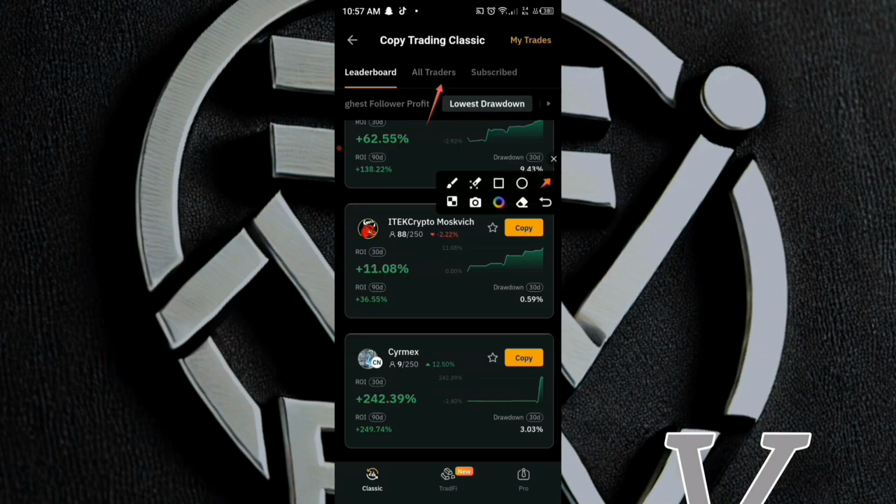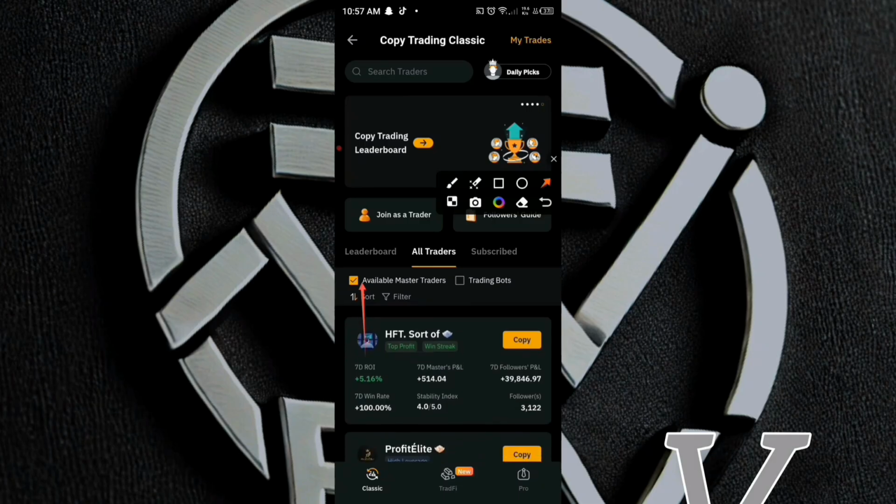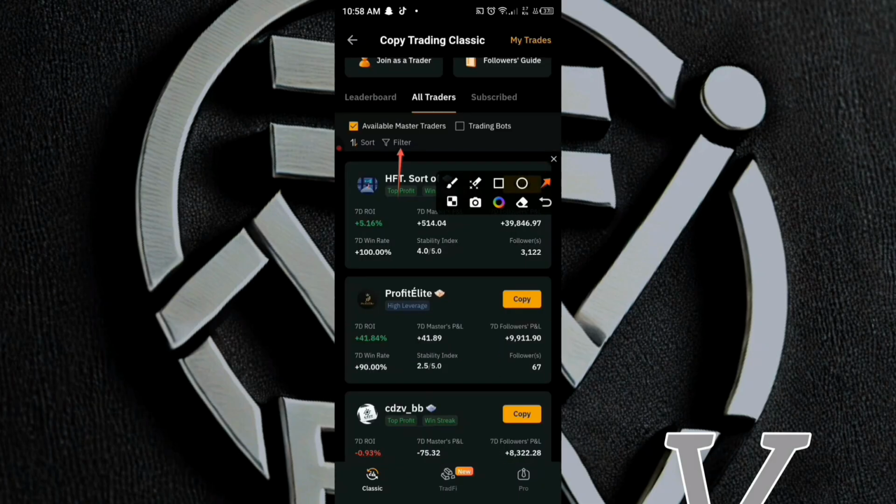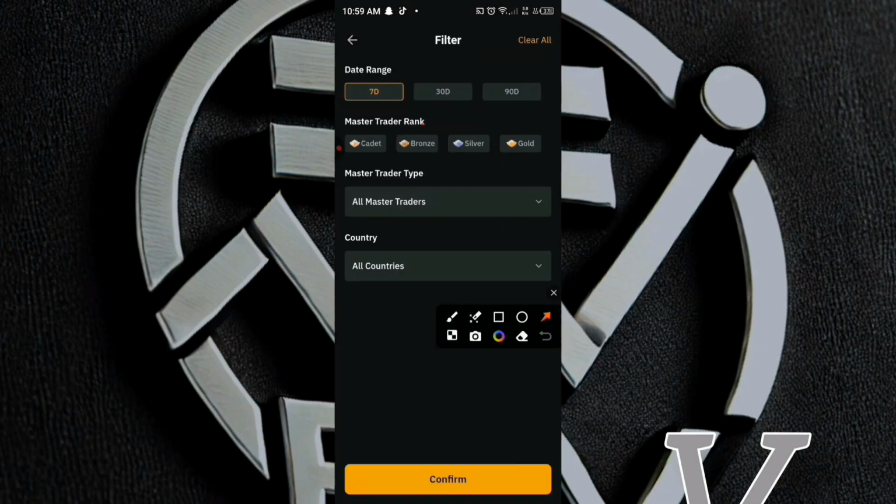Make sure that this box is ticked where you see the available master traders, and then you can come over here to filter out a trader that will suit you. So guys, if say you want a trader that has been good for the last 7 days, you can pick a trader of 7 days. For a period of 30 days, you can choose which variation of trader you want.